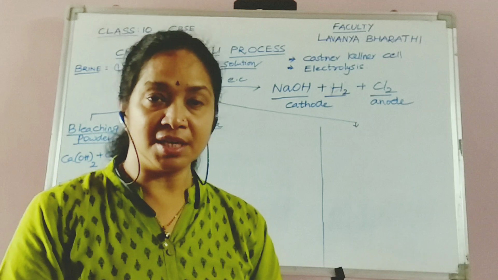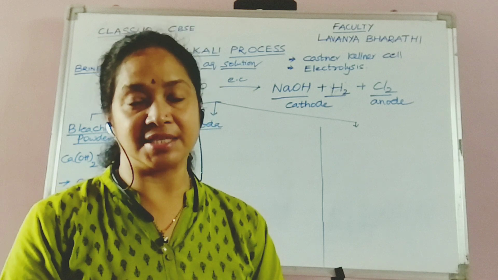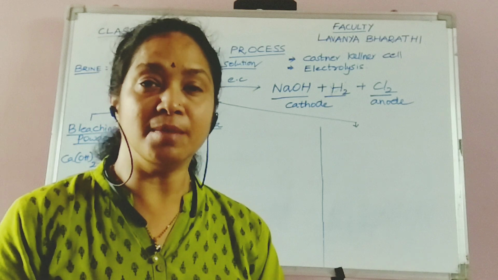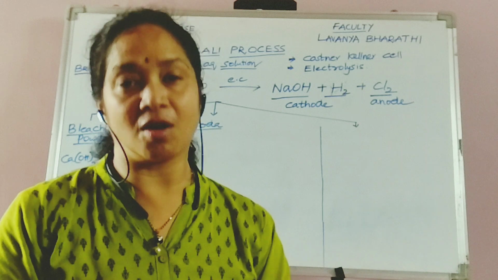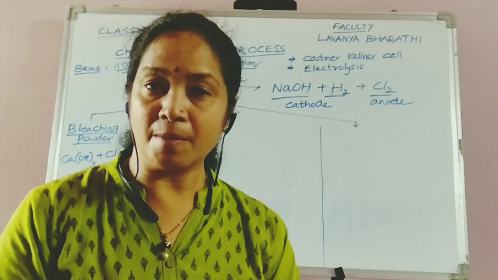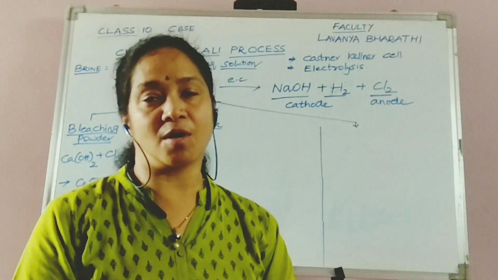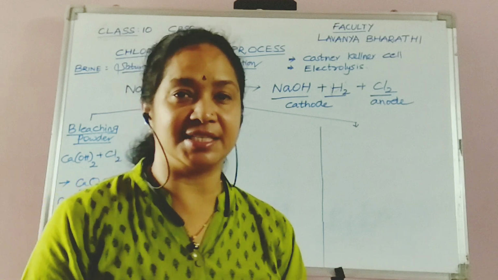Brine solution is treated with carbon dioxide gas and ammonia gas. Then you obtain two important compounds, namely sodium hydrogen carbonate or sodium bicarbonate, and besides that another important compound, namely ammonium chloride. Ammonium chloride is used as a fertilizer.